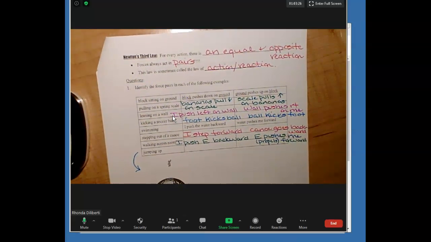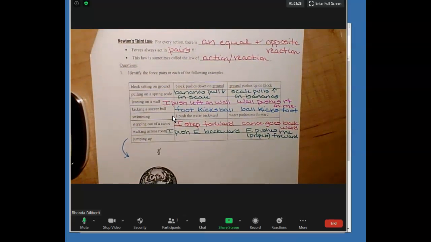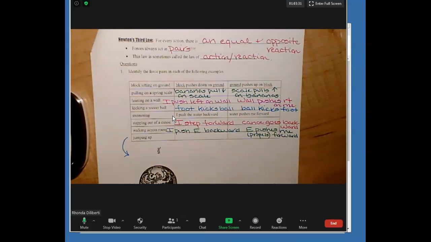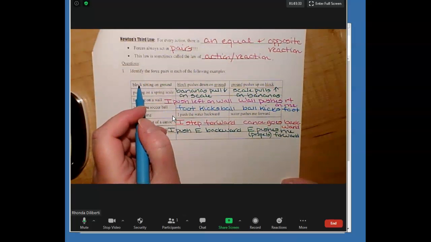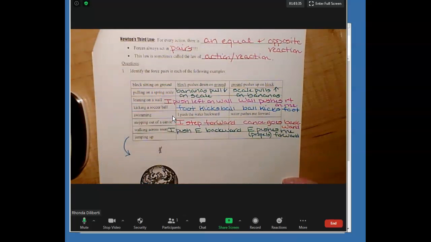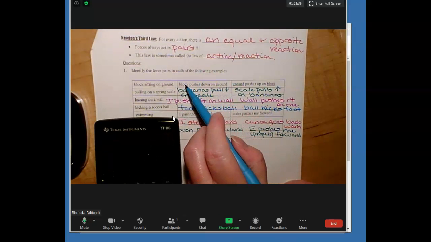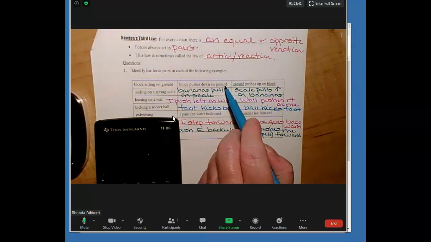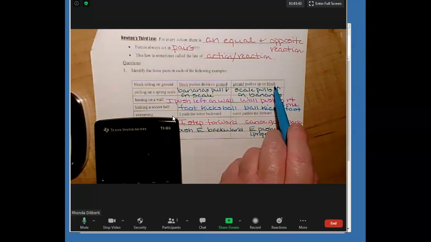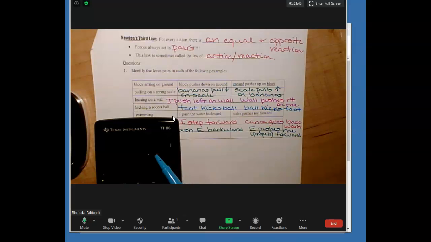All right, so very quickly, I tried to write some in just to make our notes go a little bit faster. So let's say that we had a block sitting on the ground. I'll use my calculator since it's sitting right here. All right, so block pushes down on the ground, ground pushes up on the block. Or calculator pushes down on the table, table pushes up on the calculator.